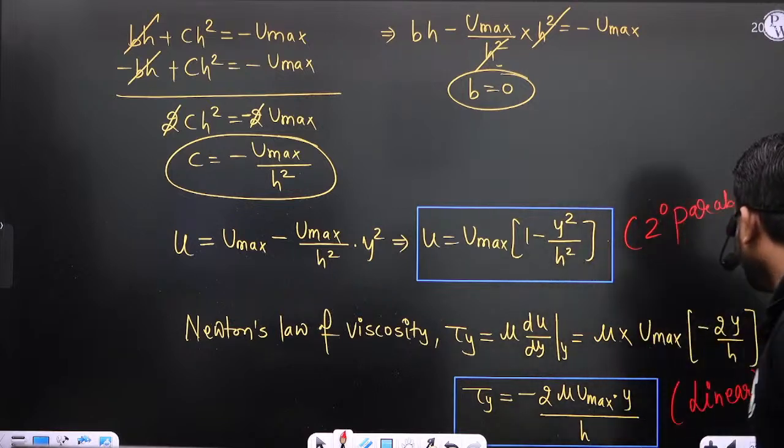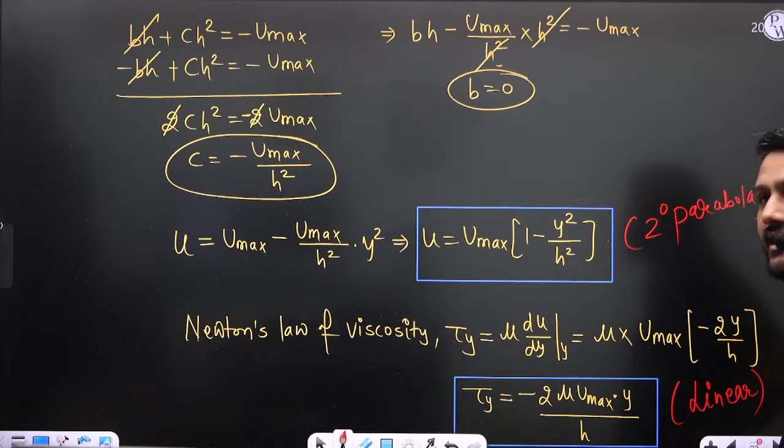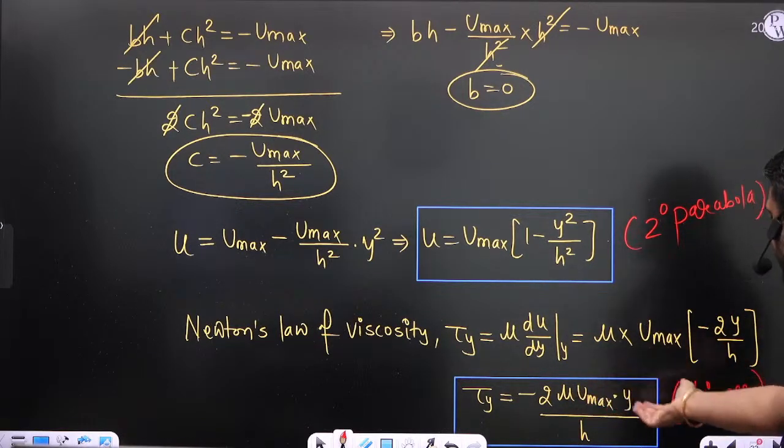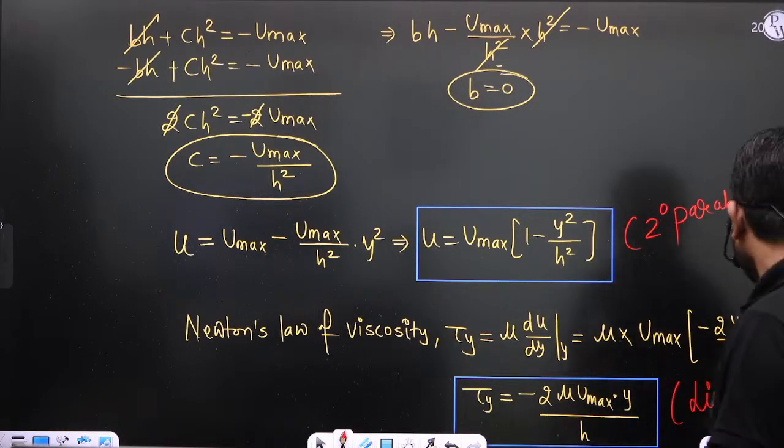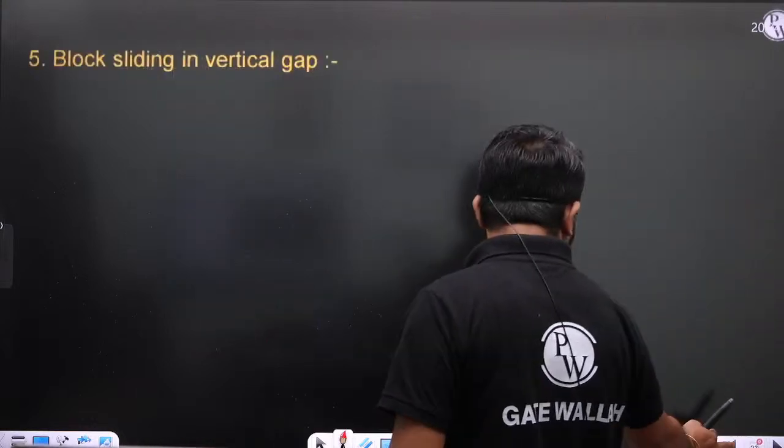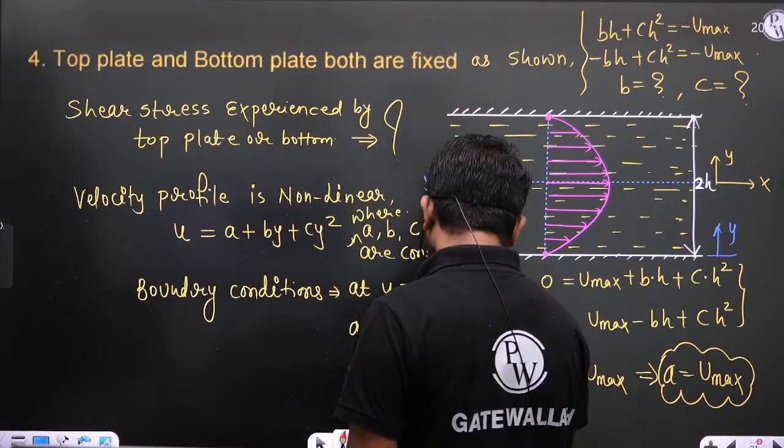The shear stress variation is linear. From here you can easily see y to the power 1, that means linear variation. So shear stress variation is linear variation.